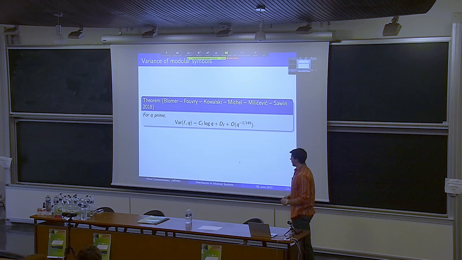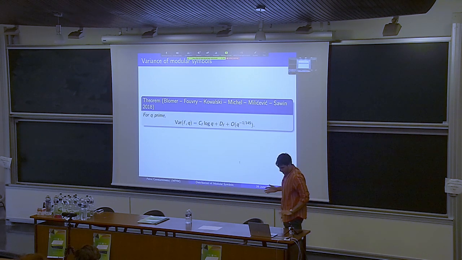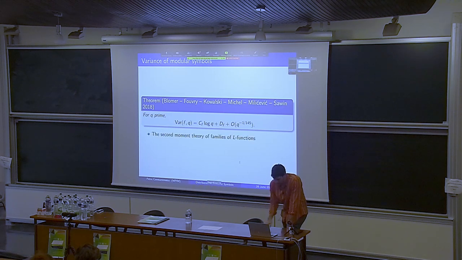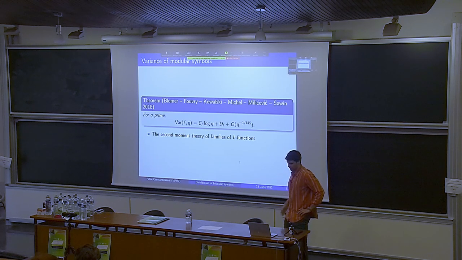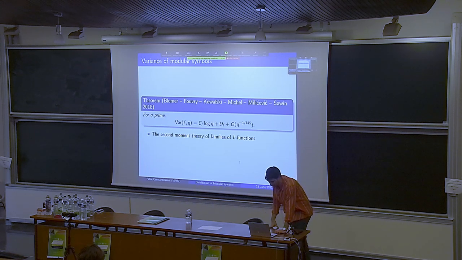Okay. So I gave you two conjectures, and actually, the second one is known in some particular case for prime level. We know that when the level is prime, it is true. And this is by a massive paper by Blomer, Fouvry, Kowalski, Michel, Milićević, and Sawin, which I think is now a book called The Second Moment Theory of L-Functions. So they develop a lot of theory, and this would be a consequence of their theory. So again, this follows from algebraic geometry methods, very high advanced theory. Okay, but it's only known for prime levels.